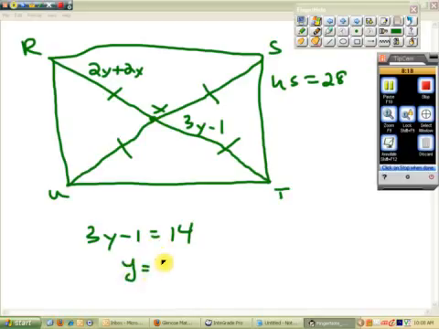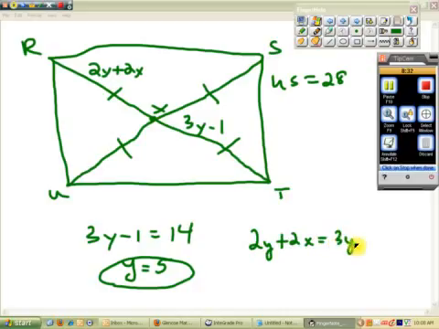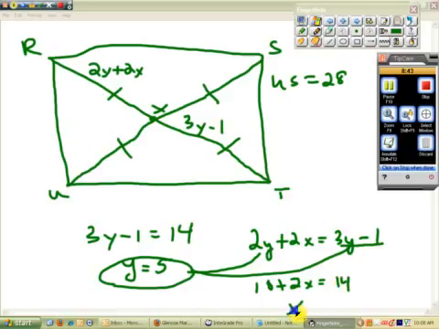So y equals 5. But they don't want y, do they? Oh, they do want y. Y is 5. To find x now, you plug y into each of the equations. So 2 times 5 is 10 plus 2x equals 3 times 5 is 15, minus 1 is 14. Solve for x. X is 5. No, I'm sorry, x is 2. Done.